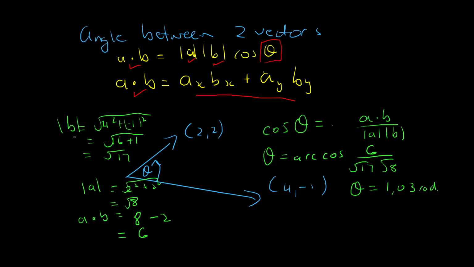So you can see we can use the dot product to calculate the angle between two vectors by first getting the magnitudes, getting the dot product, and then using this formula to get the angle. And that's all that I have for you today.